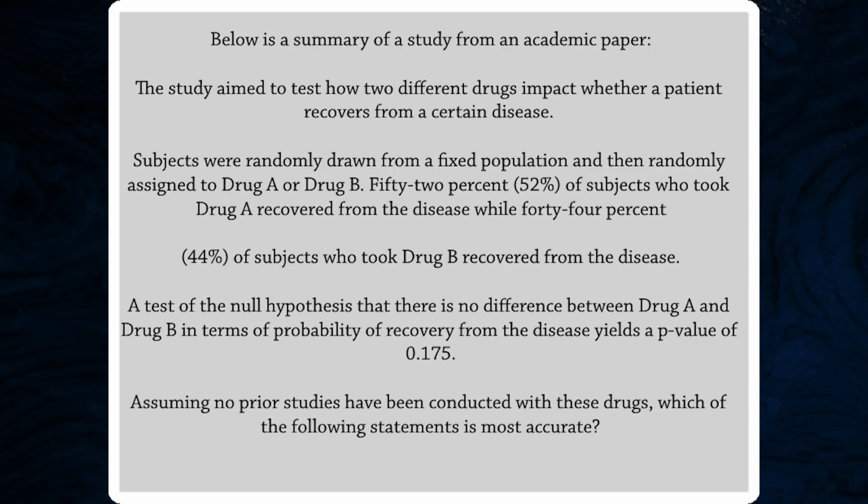52% of subjects who took drug A recovered from the disease, while 44% of subjects who took drug B recovered from the disease. A test of the null hypothesis that there is no difference between drug A and drug B in terms of probability of recovery from the disease yields a p-value of 0.175. Assuming no prior studies have been conducted with these drugs, which of the following statements is most accurate?